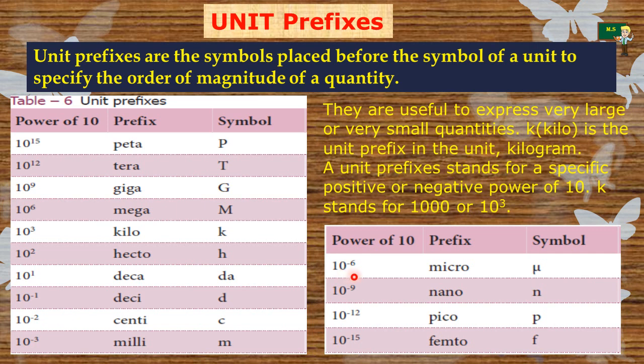10 to the power -6 is micro and the symbol is mu. 10 to the power -9 is nano. You all know about the nano car and nanotechnology. The symbol is small n. 10 to the power -12 is pico and the symbol is small p. 10 to the power -15 is femto. The symbol is small f. Students, you have to remember all these prefixes and symbols very well because they will be useful for you throughout your higher education.